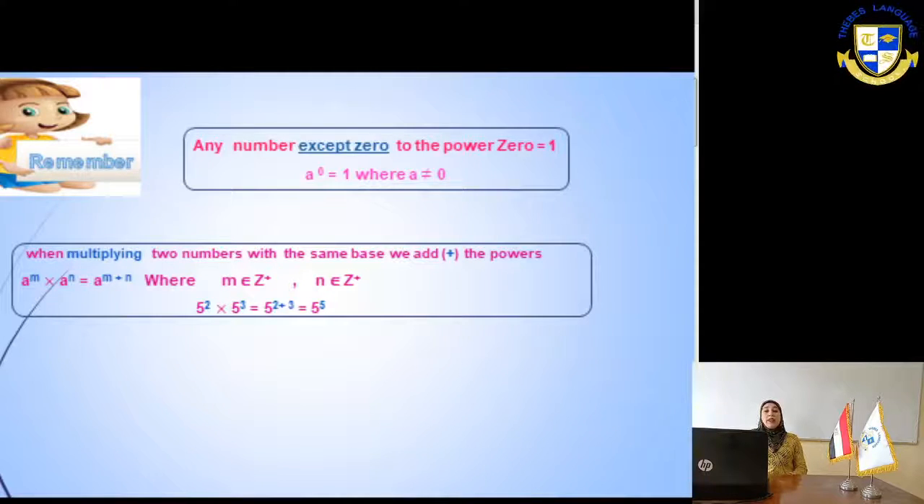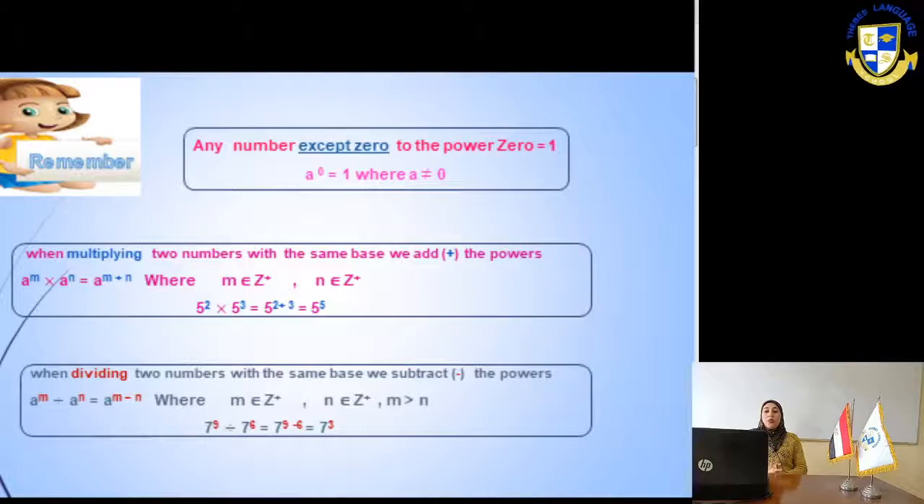Again, if I divide two numbers having the same base, I'll subtract the powers. a up to the power m divided by a up to the power n equals a up to the power m minus n. For example, 7 up to the power 9 divided by 7 up to the power 6 equals 7 up to the power 9 minus 6, which means 7 up to the power 3. Okay?